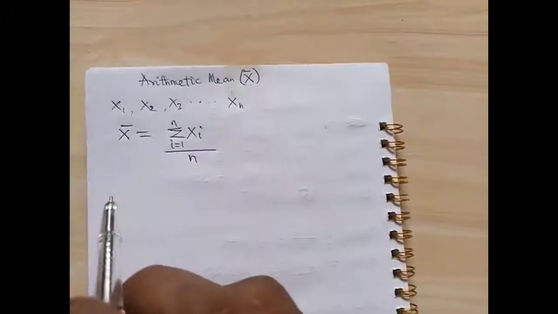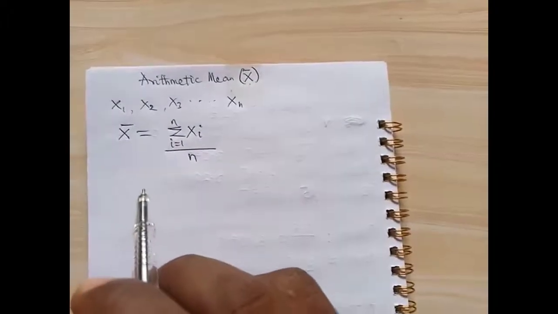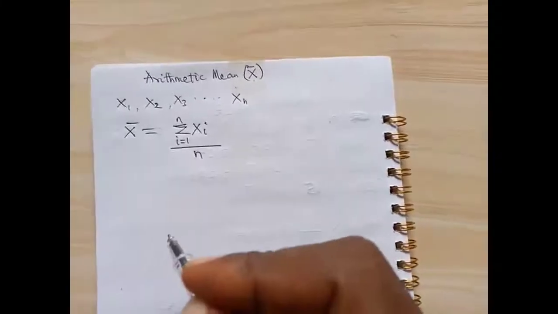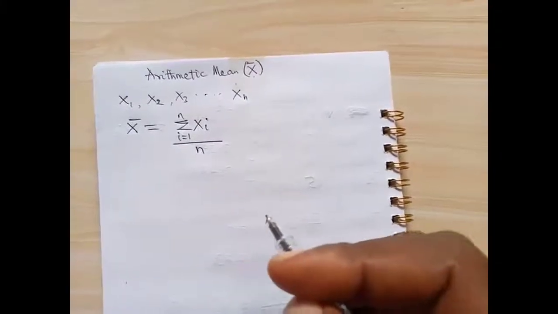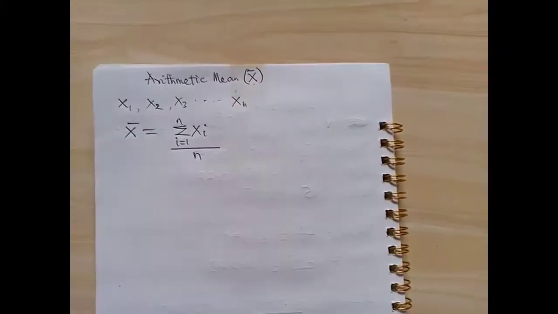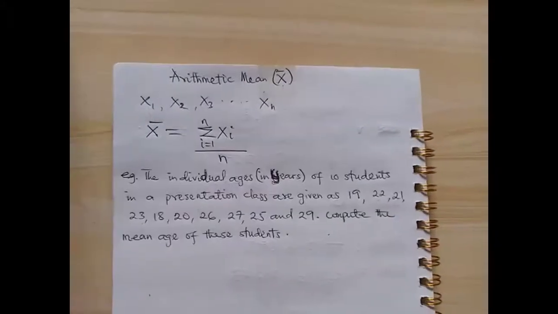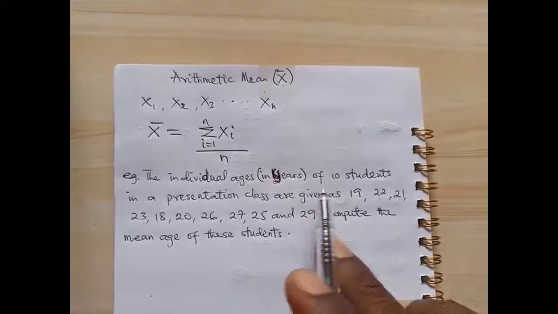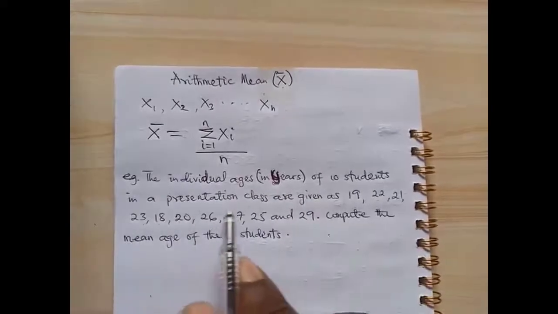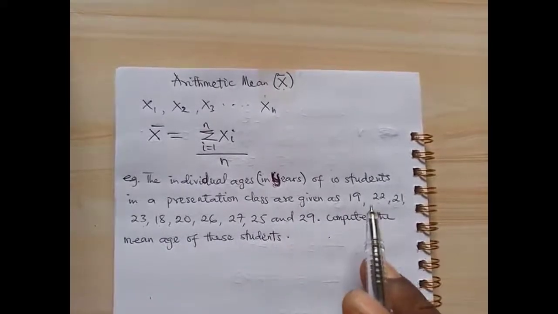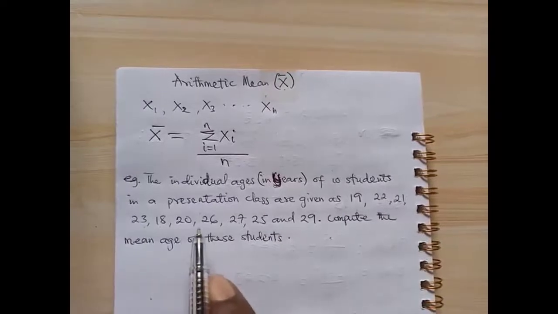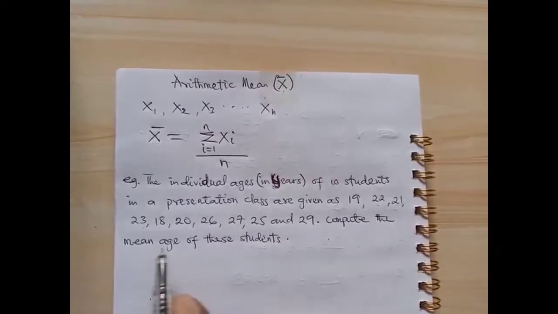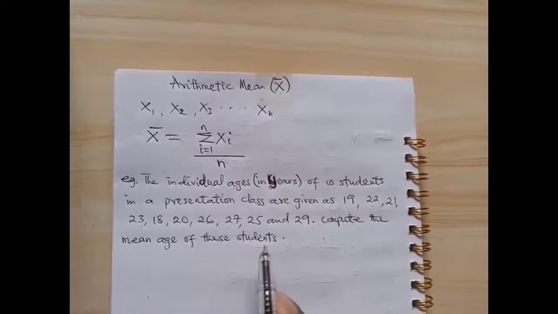So we're going to consider how to calculate or compute the mean for ungrouped data and also grouped data. So let's first of all see for ungrouped data. This question says the individual ages in years of 10 students in a presentation class are given as 19, 22, 21, 23, 18, 20, 26, 27, 25 and 29. Compute the mean age of these students.